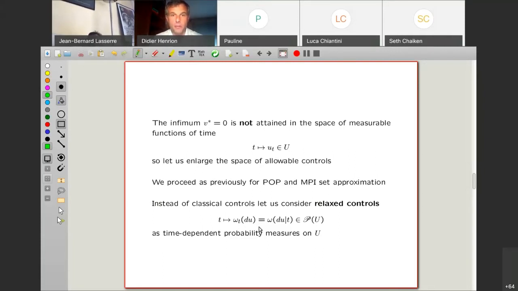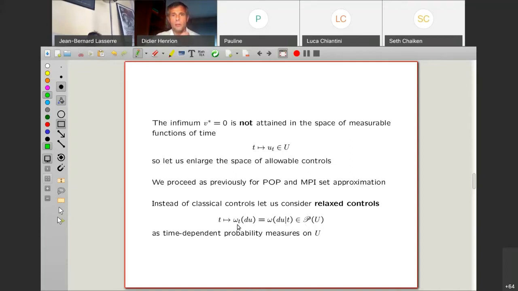And as we did already last week, the week before, we'll be enlarging the space of allowable controls. So instead of considering functions of time with values in U, we'll consider probability measures supported on U, which are functions of time. So instead of u of t, I will have omega t. Omega t will be a probability measure on capital U, and it will depend on time.